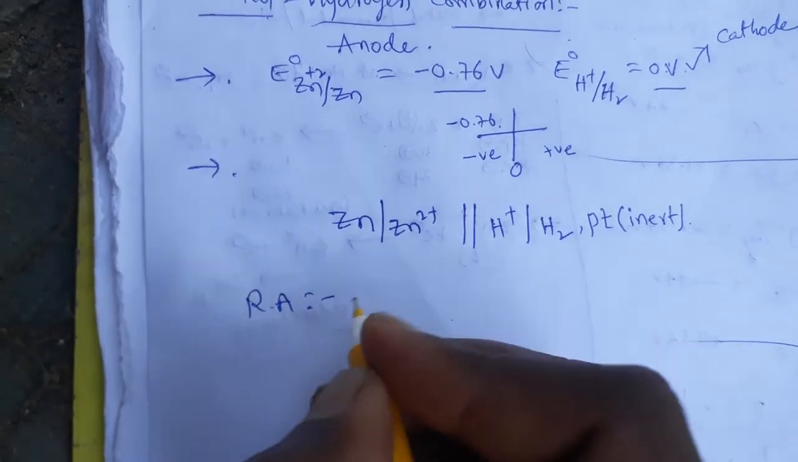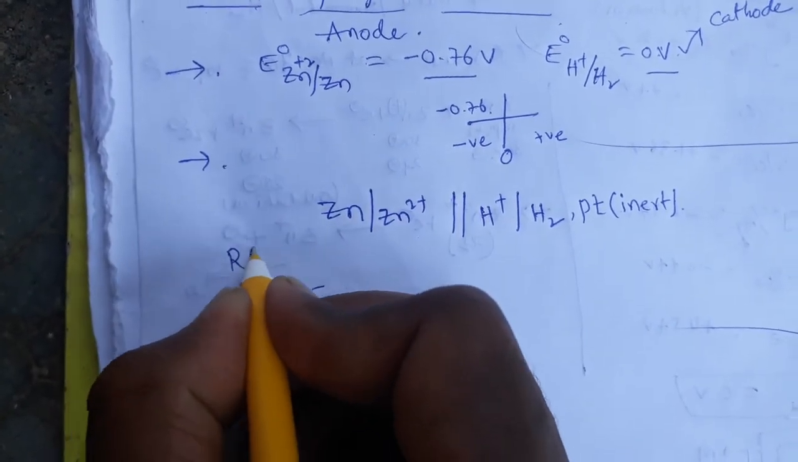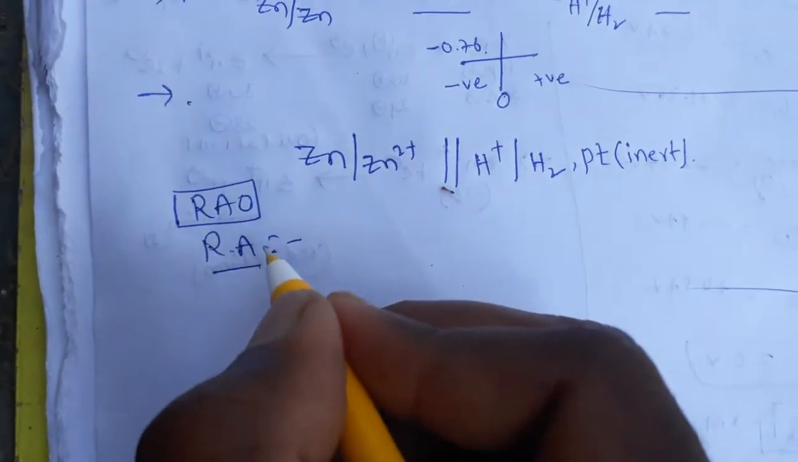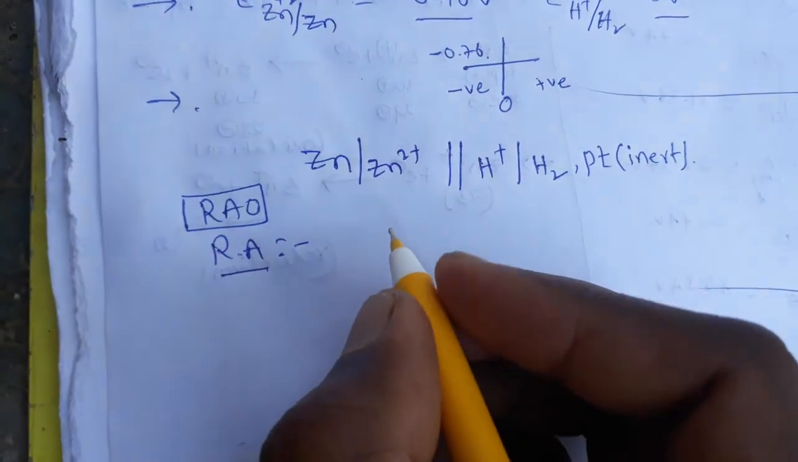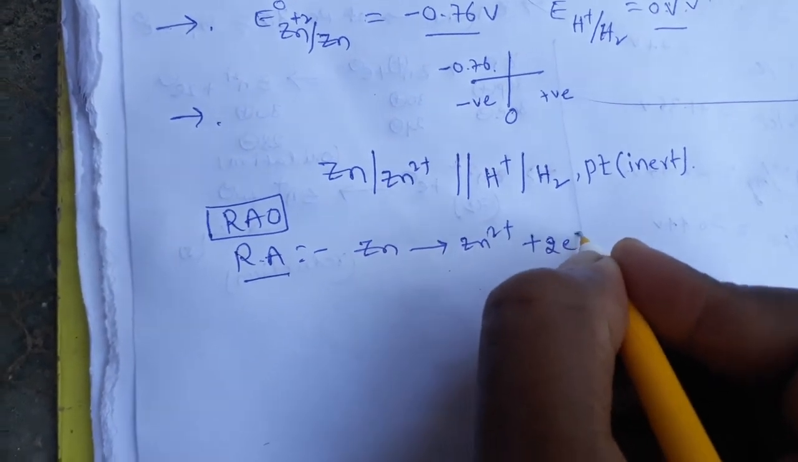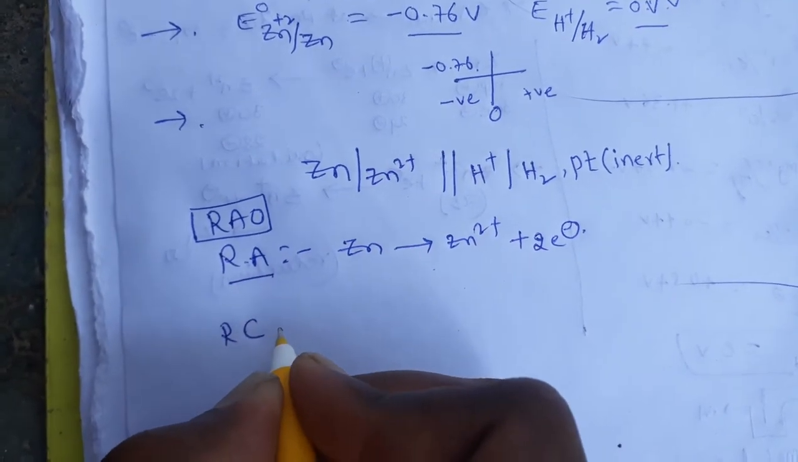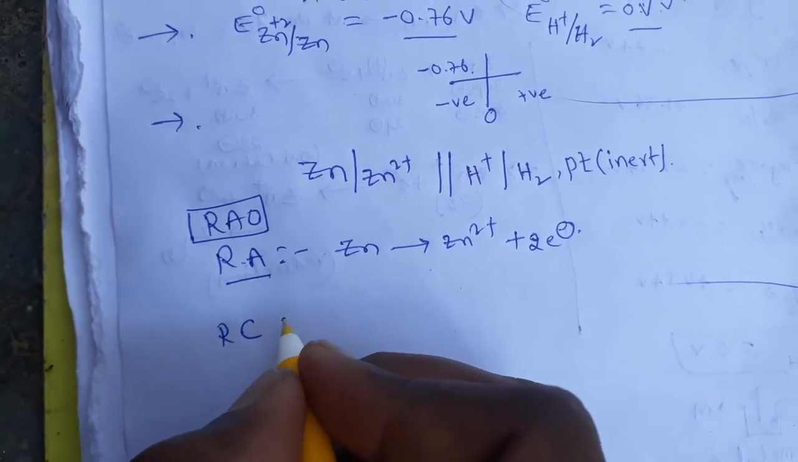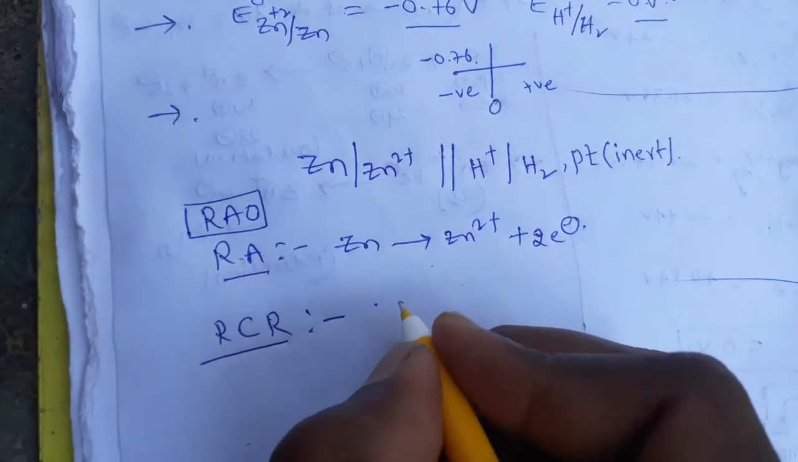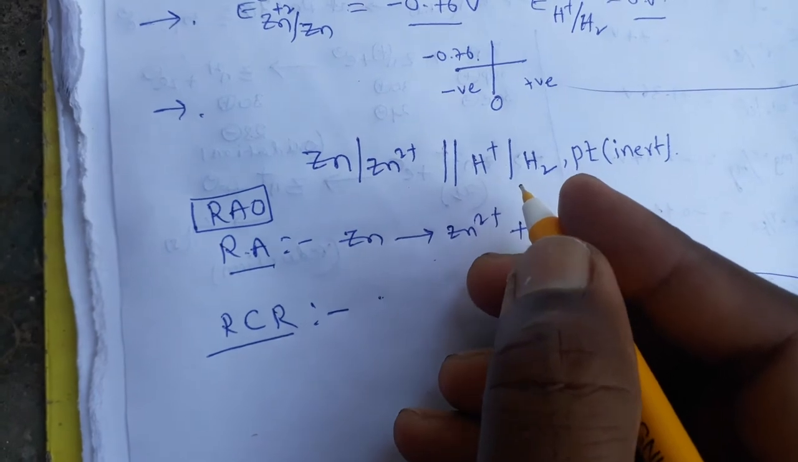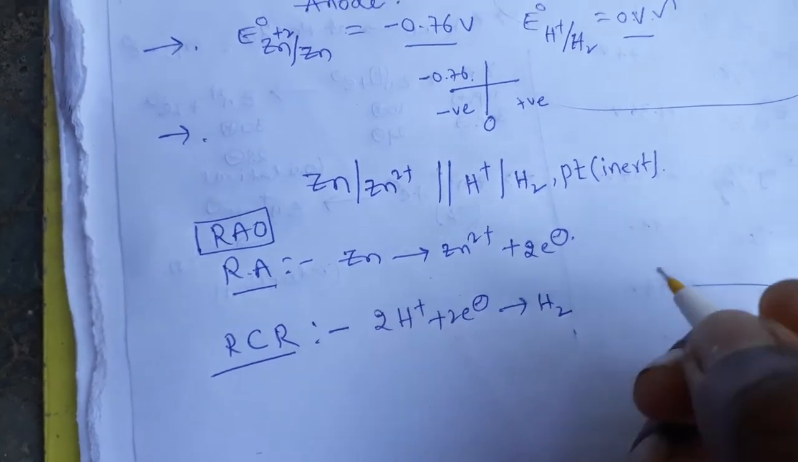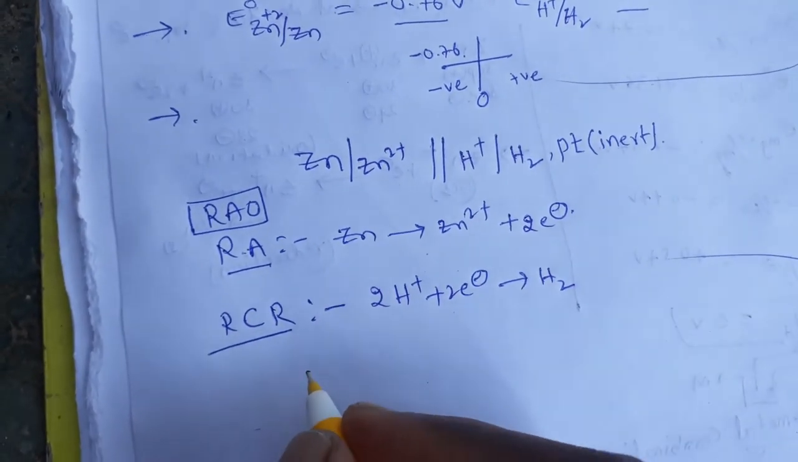So what will happen here? Reaction at anode: we already know that the reaction at anode is oxidation. So oxidation means zinc going to zinc 2+ plus 2 electrons. Reaction at cathode is reduction. Which atoms are present here? Here it is 2H+ plus 2 electrons going to hydrogen gas.